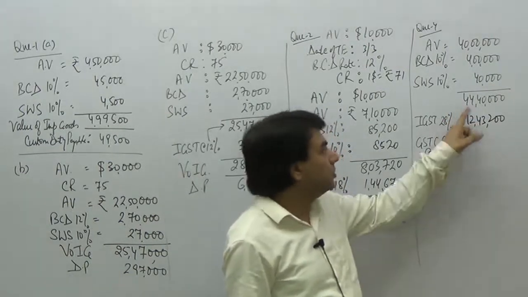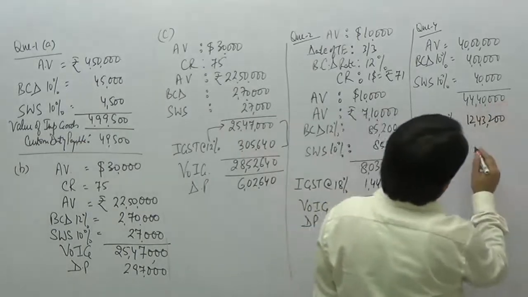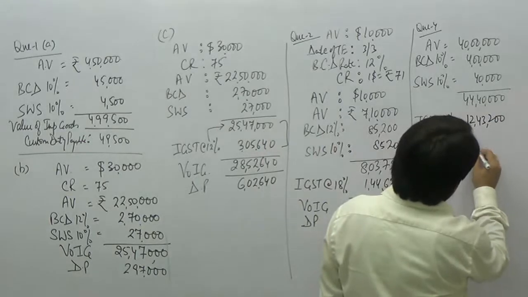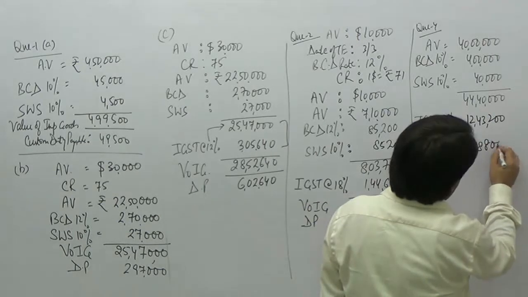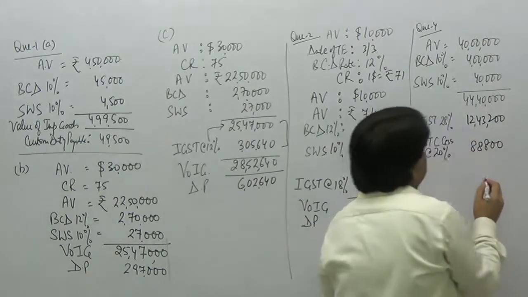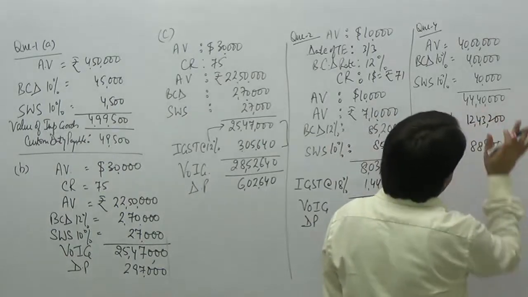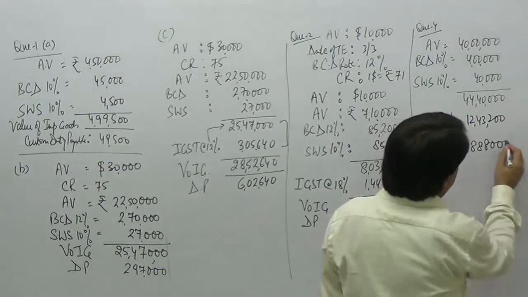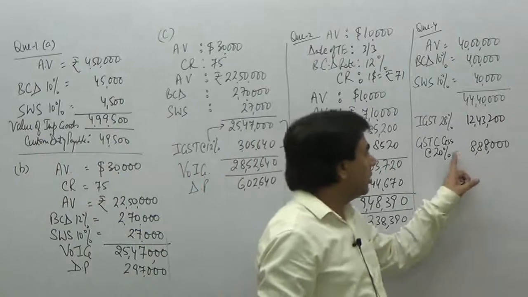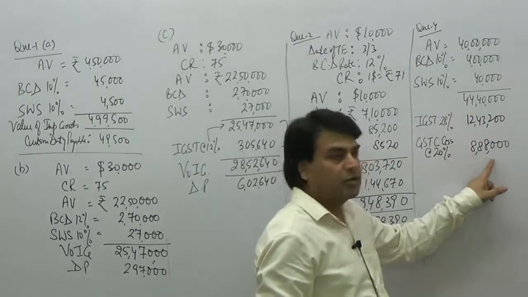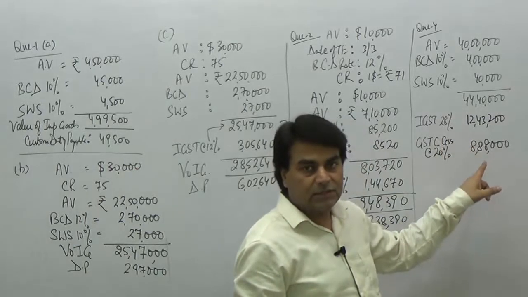So 20% of this would be, 10% would be 4,44,000, then 20% would be 8,88,000. This is 44 lakhs. Yes, 8,88,000. 20% of this amount is 8,88,000. Okay, this is the amount of GST compensation cess.